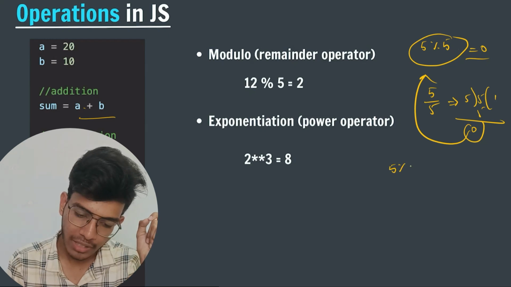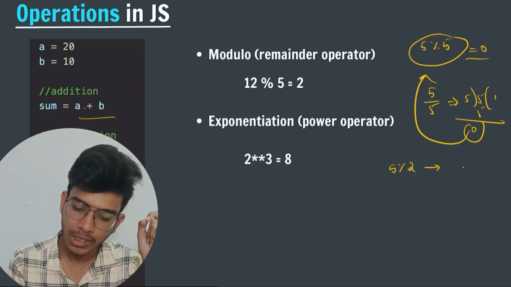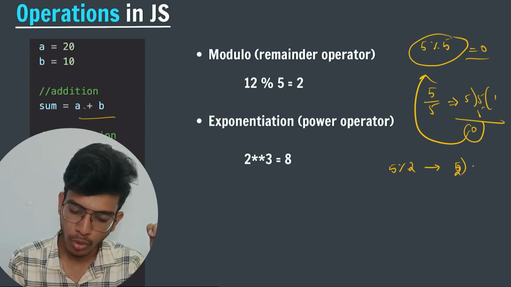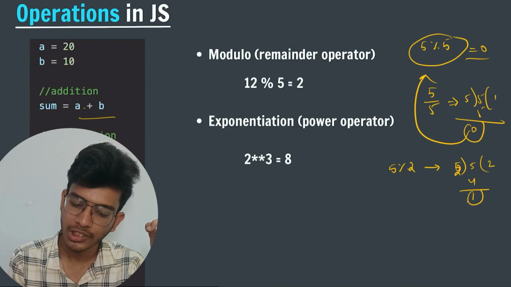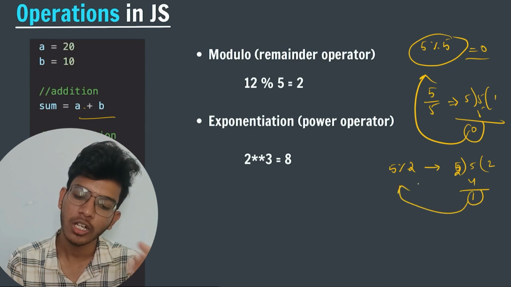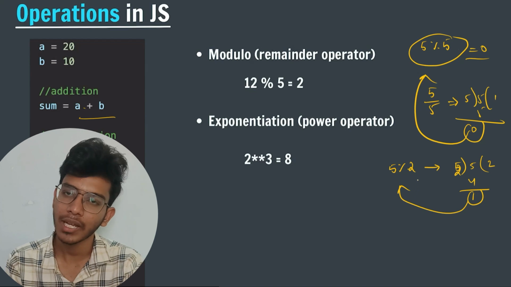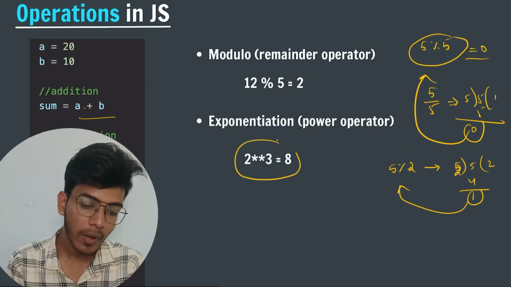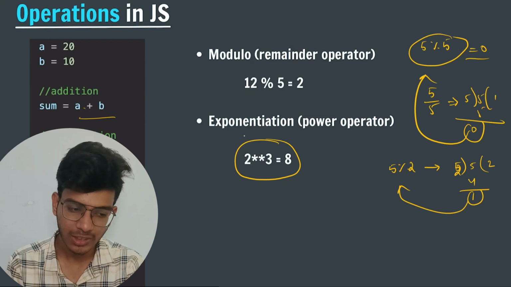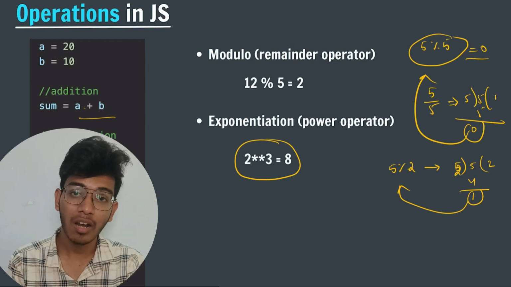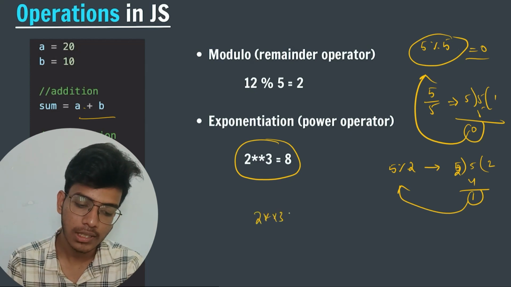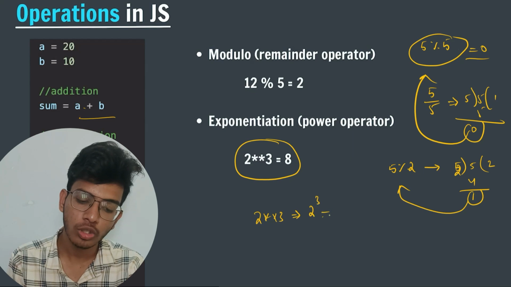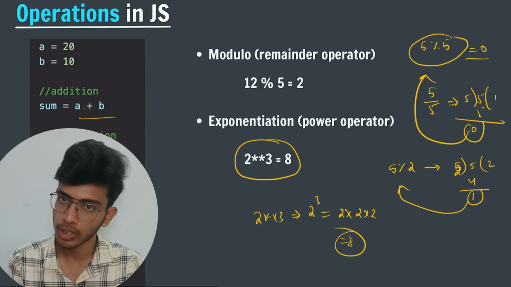For example, I am dividing 5 modulo 2. I am dividing 5 by 2, 2 twos are 4. What is the remainder of this? 1. So 5 modulo 2 will give me 1 as my output. Similarly, we have the exponent operator, which is used to calculate the power between two numbers. Let's say I am giving 2 star star 3. It means 2 to the power of 3, which is 2 into 2 into 2. It will give you 8 as your output.